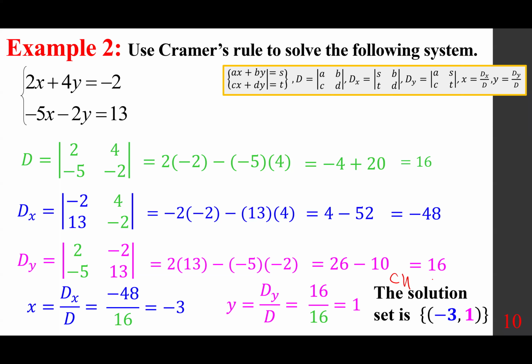Check all this. How do you check? Just put it back into both equations and check. That's how checking works, everybody. I can't emphasize this enough, okay? For example, 2 times negative 3 is negative 6. 4 times 1 is positive 4. They add up to negative 2. You have to check the second one also. So check your work for sure, okay?